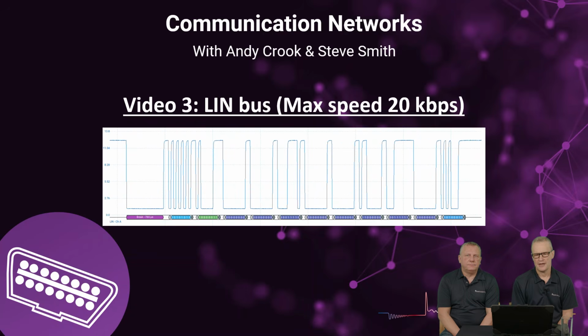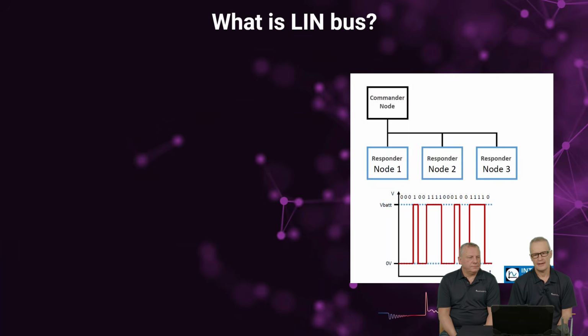So here we are at video 3. This is going to take an overview of LIN Bus. So we'll look at LIN Bus. Here I'll start with slide 1, a maximum speed of 20 kilobit per second. And that's what it looks like. There's our waveform. But we'll take a step-by-step guide, breaking it right the way down, starting with what is LIN Bus.